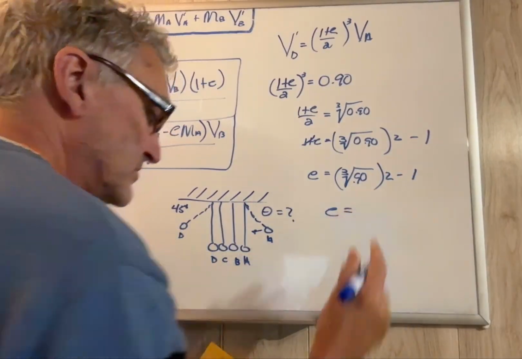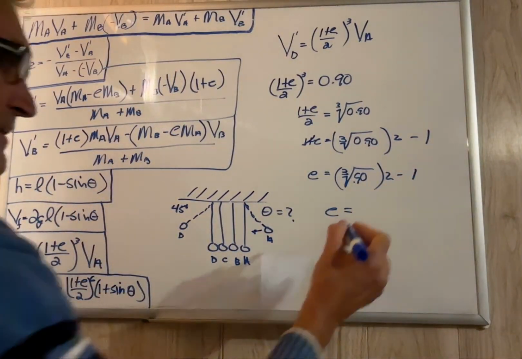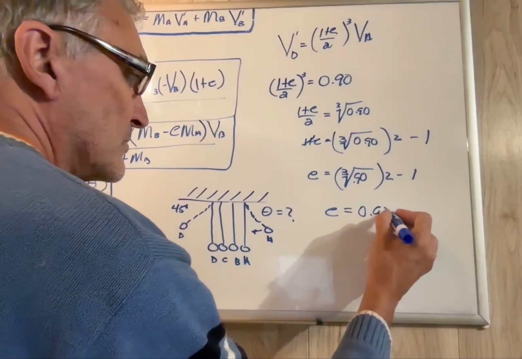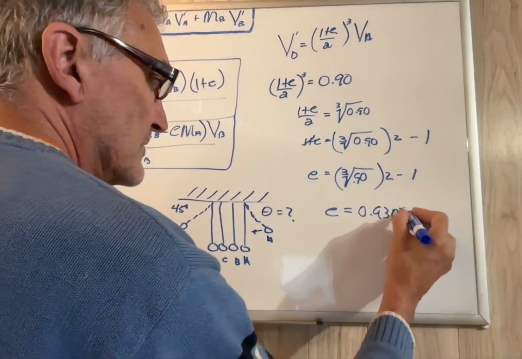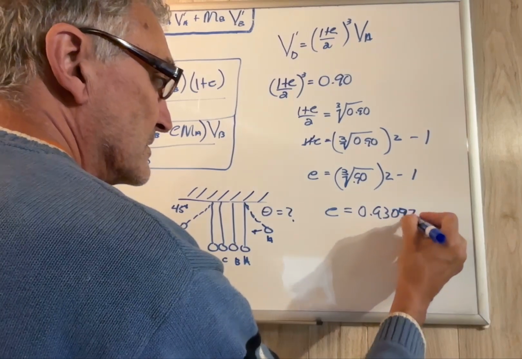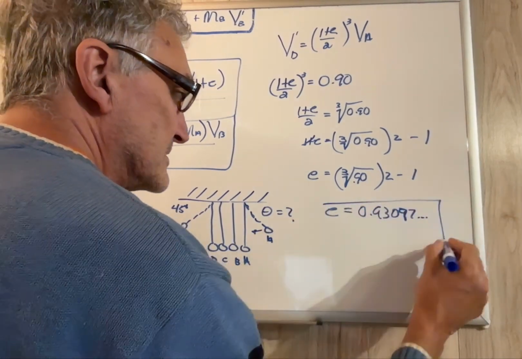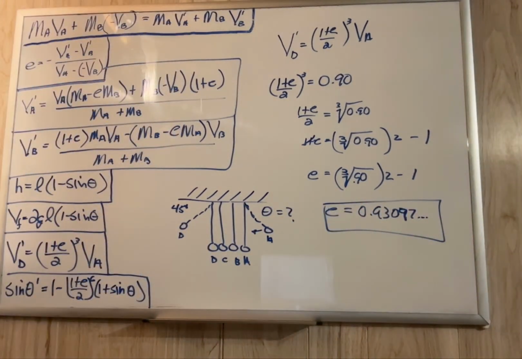E then becomes, numerically, about 0.93, 0.97. I mean, it goes on forever. I don't want to deal with it. But anyway, that's our E. So we can kind of guesstimate about what our E is going to be.